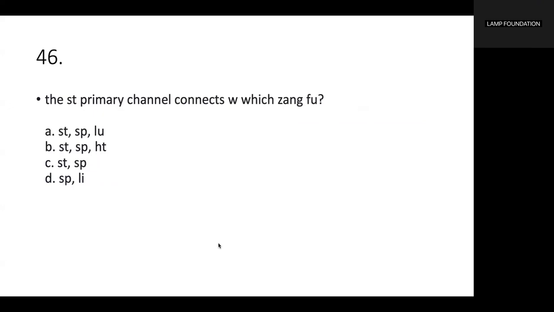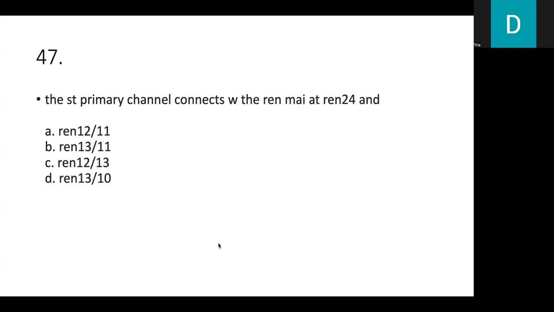Number 46, the stomach primary channel connects with which Zang Fu? Stomach and spleen. The stomach primary channel connects with the Renmai at Ren 24, as mentioned earlier, and Ren 12 and 13.